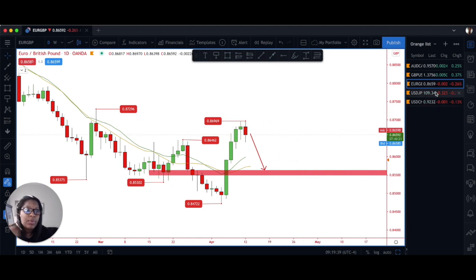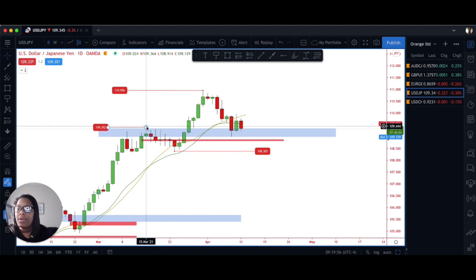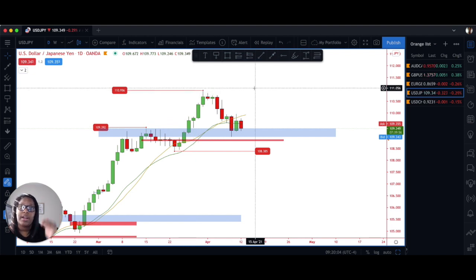So the next one that we're going to go to is going to be USDJPY. Now, dealing with USDJPY, I want you guys to notice the trend on this thing, okay? The trend is actually increasing to the upside. So we went from 1.09392 to 108.385 to 110.956. So as you guys can see, the exchange rates are increasing, right?